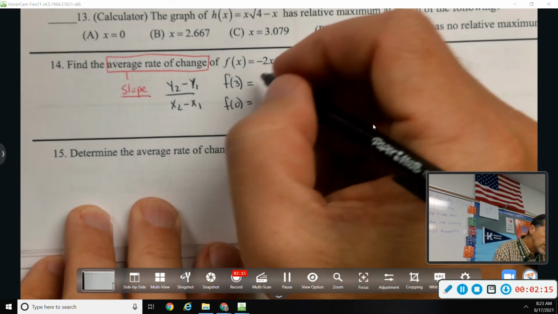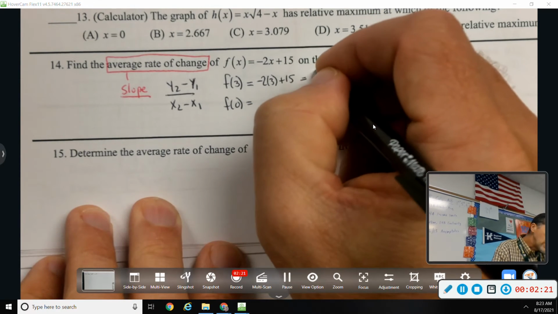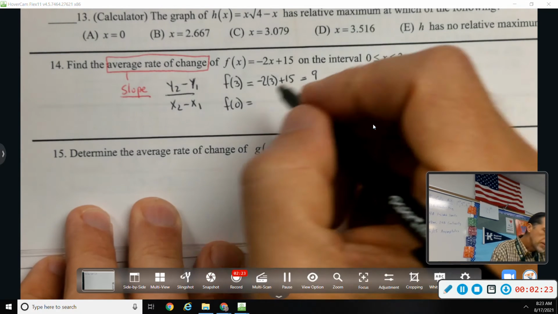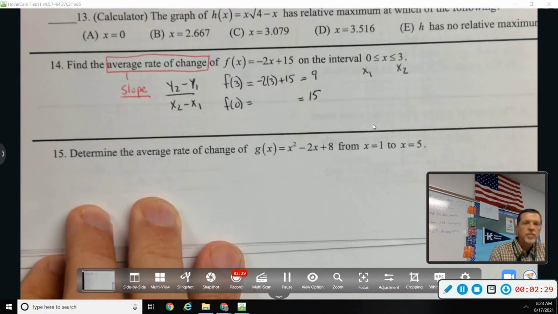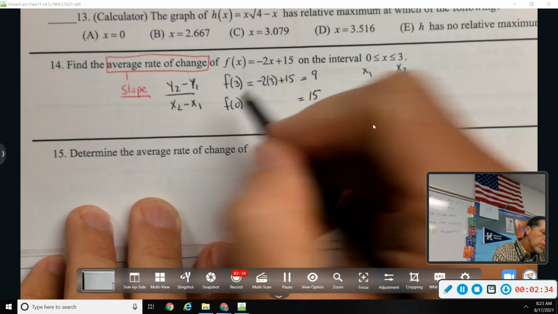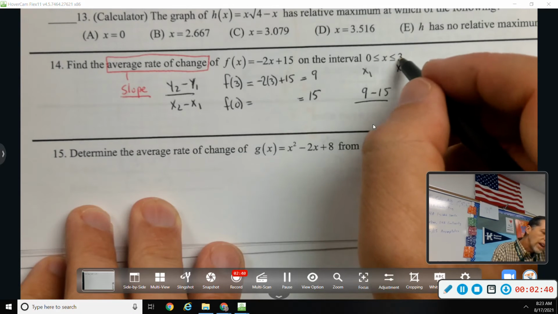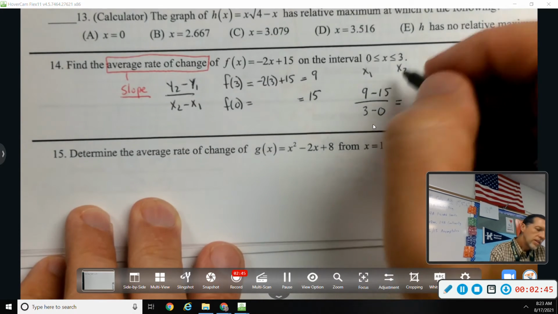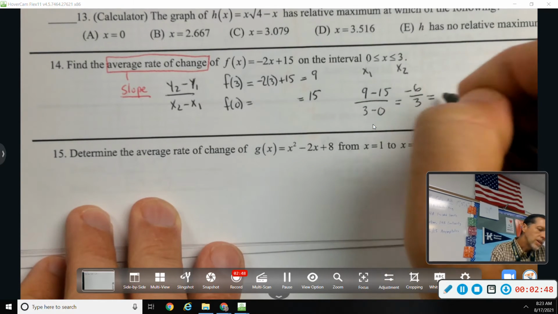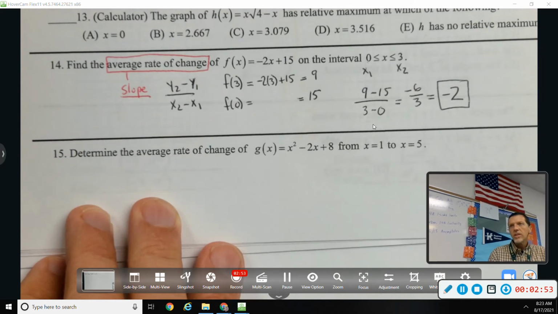So f of 3, negative 6 plus 15 would be 9. f of 0 would be 15. So y2 minus y1, 9 minus 15, over x2 minus x1, 3 minus 0. So let's see, negative 6 divided by 3 is negative 2. So my average rate of change is negative 2.